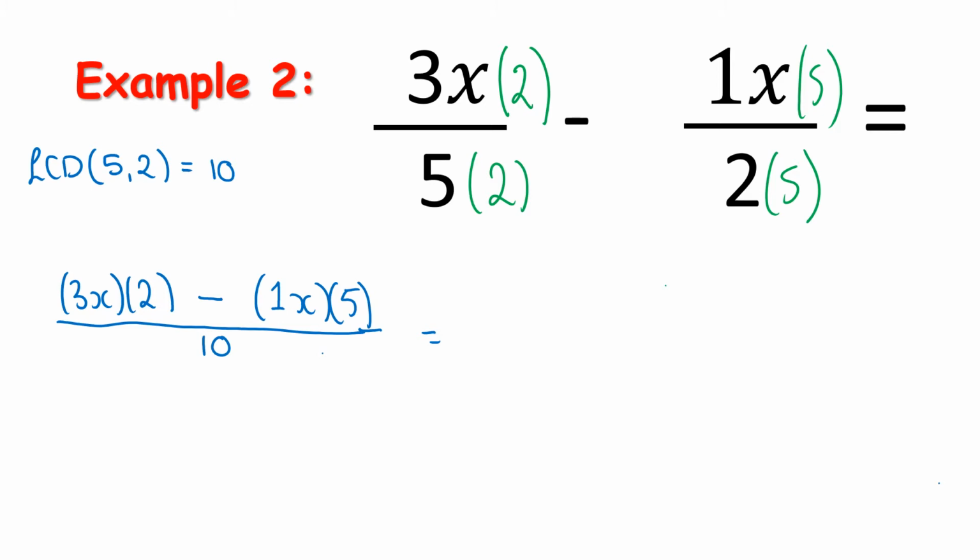Now we clean up our numerator. So 3x by 2 is 6x. 1x by 5 is 5x, but it's minus 5x all over 10. And that leaves me 1x over 10 or x over 10. Either answer, absolutely perfect.